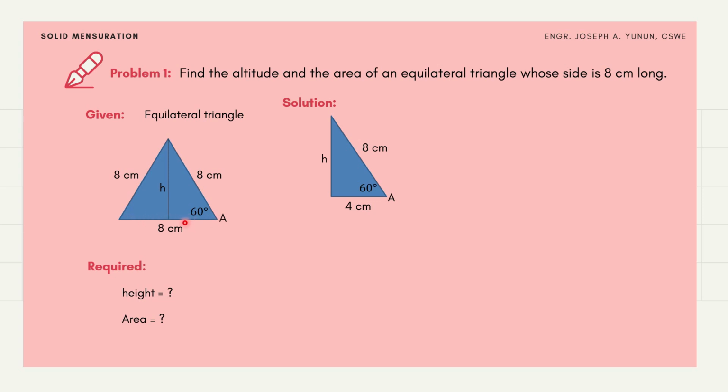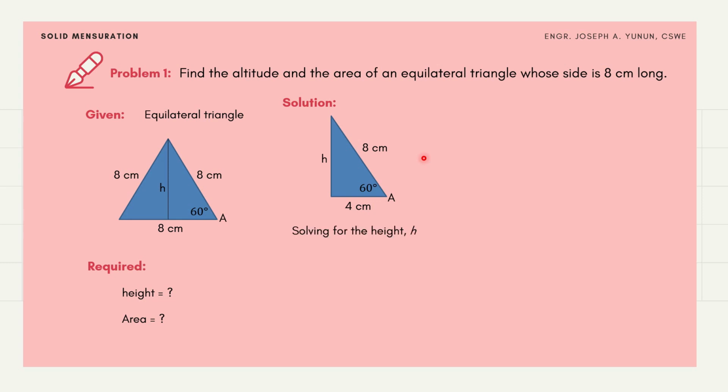So this gives me 8 all over 2. That gives me 4 centimeters. Okay? So you have here a right triangle, and we can now simply determine the height by means of two approaches. Probably you can use the most common, which is the Pythagorean theorem, or you can use the trigonometric functions like sine, cosine, or tangent.